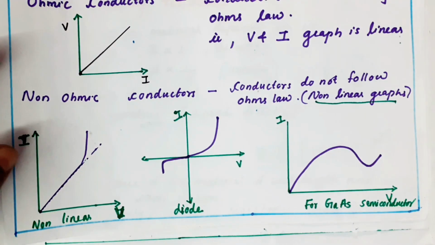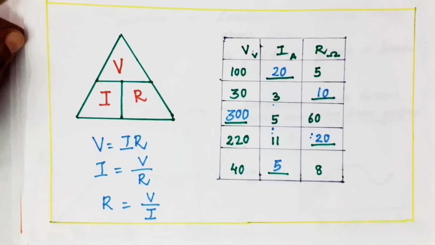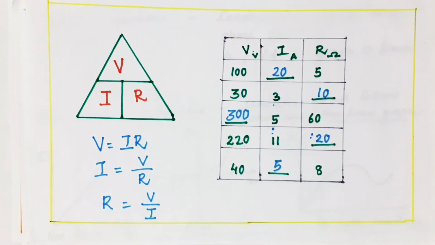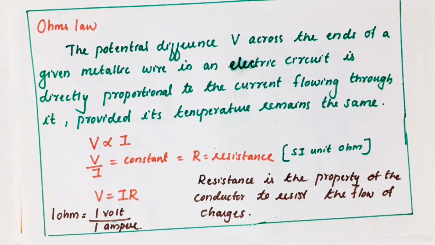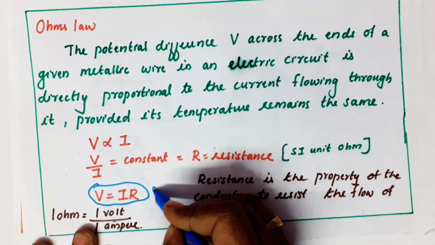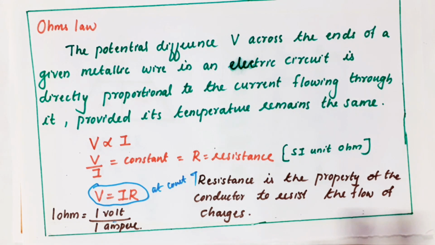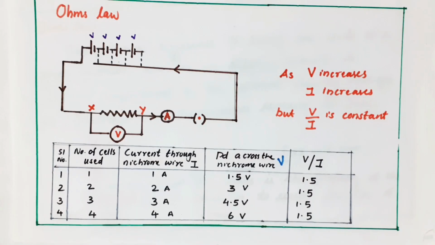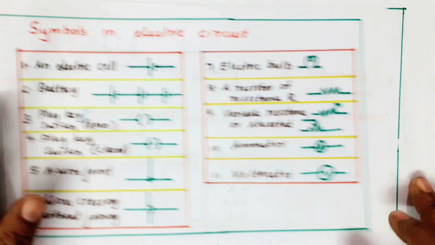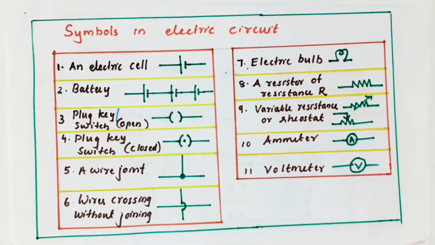Then I told about the material which obeys Ohm's law, called ohmic conductors, and we get a straight graph. And I hope you like my triangle rule here. V equals IR. Then we told about Ohm's law. Ohm's law: V equals IR at constant temperature. That is the simple, shortcut form of Ohm's law. If they ask, V equals IR at constant temperature. That's all. Clear? You have seen the experiment. From that you understood that as V increases, I also increases. The symbols we discussed first, we need all these symbols in an electric circuit.